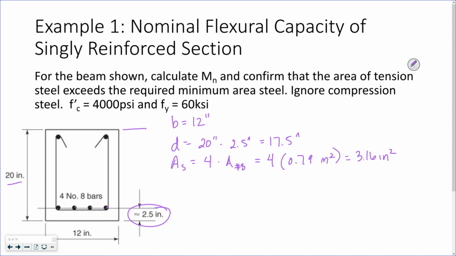What else do I need to know? My F prime C is 4,000 psi. My yield stress of my steel is 60 ksi. And keep your units in mind. Okay? So my first thing that I need to do is, see, those are all my givens.